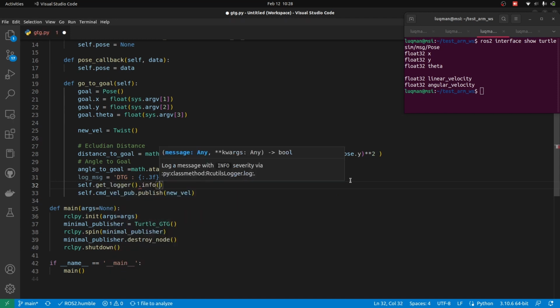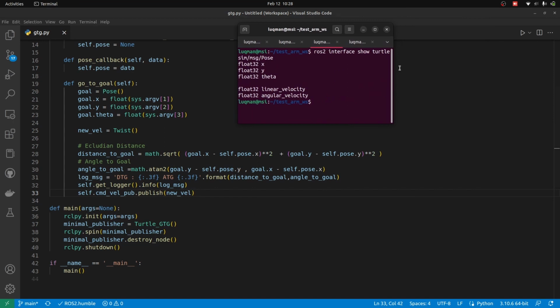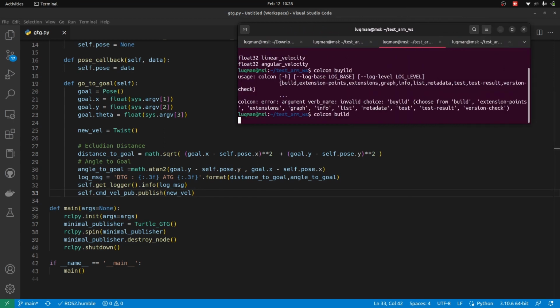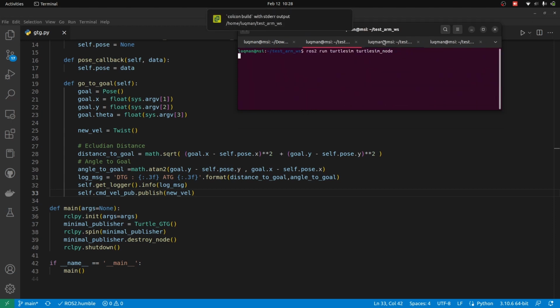It is going to print out this message with timestamp. That helps a lot when debugging. It is going to compute both of these and let's see how it looks. Performing colcon build. Let's stop this and bring it again.